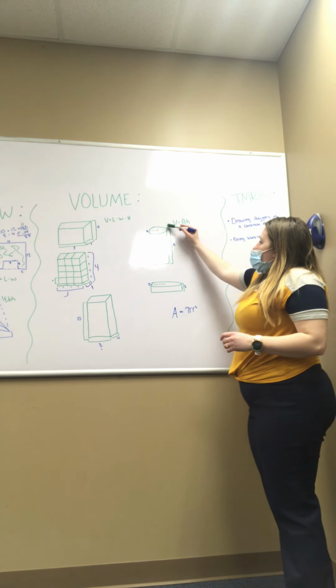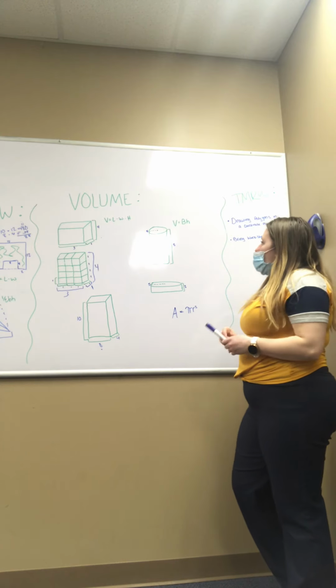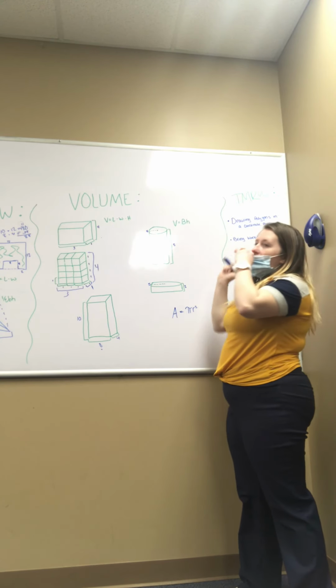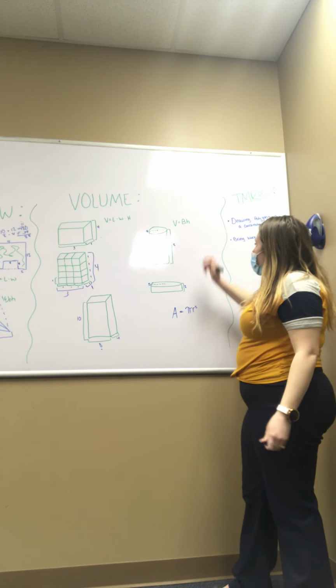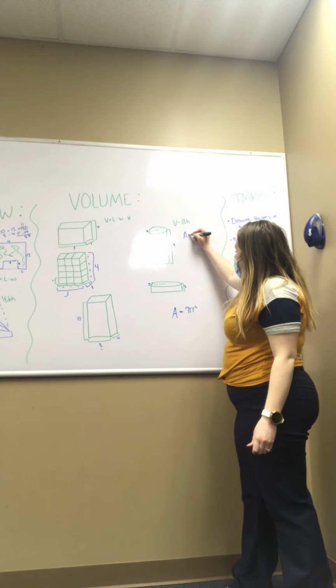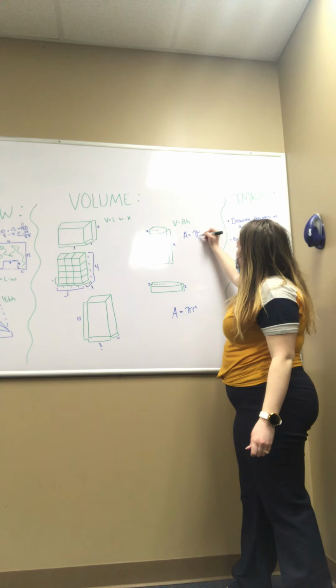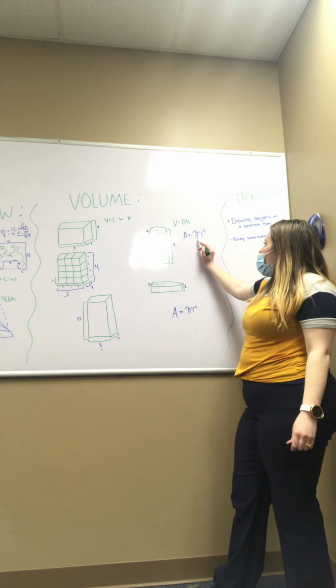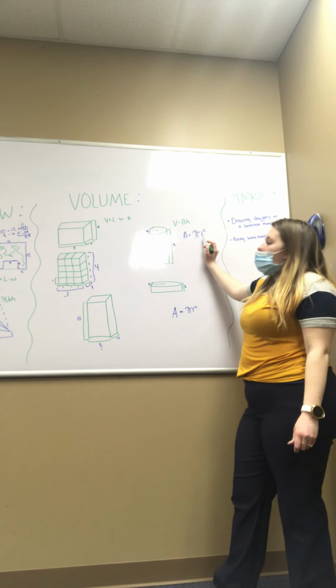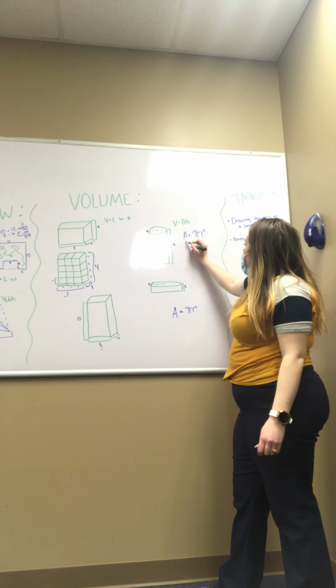So when we're looking at this one right here, how are we going to find the area of this circle? What's the radius? 8 is the radius. So if we have this formula, A equals pi r squared, where's the 8 going to go? Is it going to go here? Is it going to go in for the pi? Is it going to go in for the r? Right.